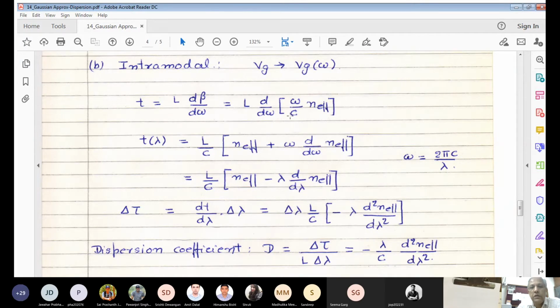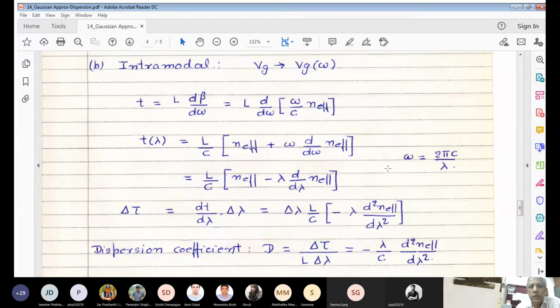And now if you differentiate, c I will take outside, L by c. It is the differential of two functions. So differential of the first function, then you get n effective plus omega d by d omega of n effective. Let me put this differential in terms of lambda, because finally the bandwidth of the source is generally given in terms of wavelength spread. Although people talk in terms of frequency spread also, let me put it in the wavelength spread. So omega by k naught is equal to omega by c is equal to 2 pi by lambda. So omega is equal to 2 pi c by lambda.